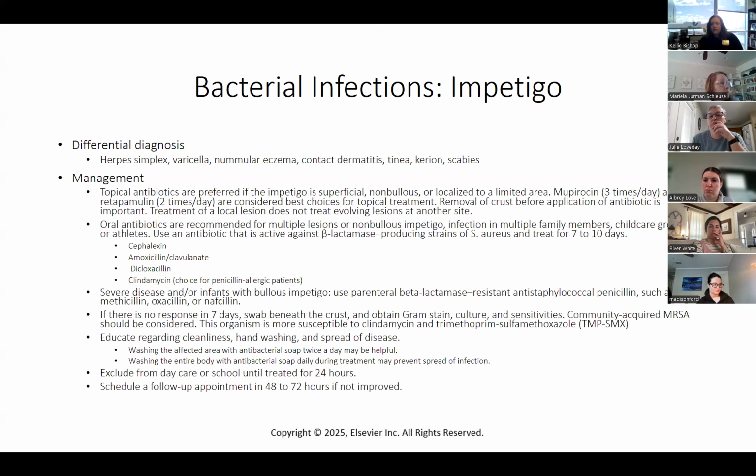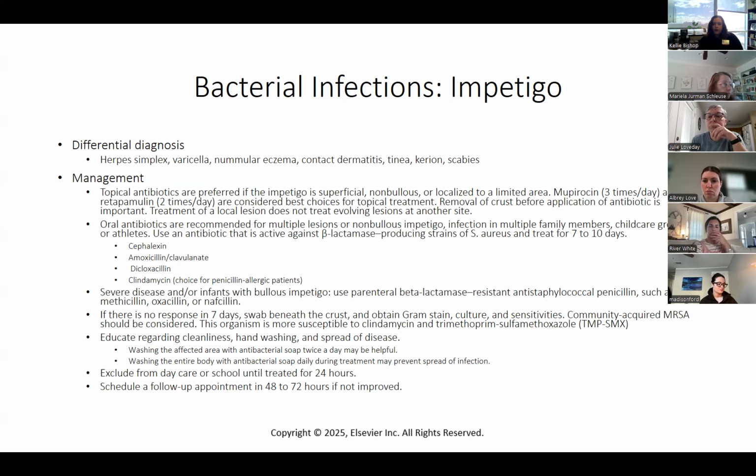Oral antibiotics, if they have multiple non-bullous lesions, or it's spreading or it hasn't responded to the topical, it's in multiple areas, if it's in multiple family members, or sports teams, classes at daycare, things like that, then oral antibiotics would be indicated. And bullous impetigo, you always do oral antibiotics as well. And you treat for 7 to 10 days.